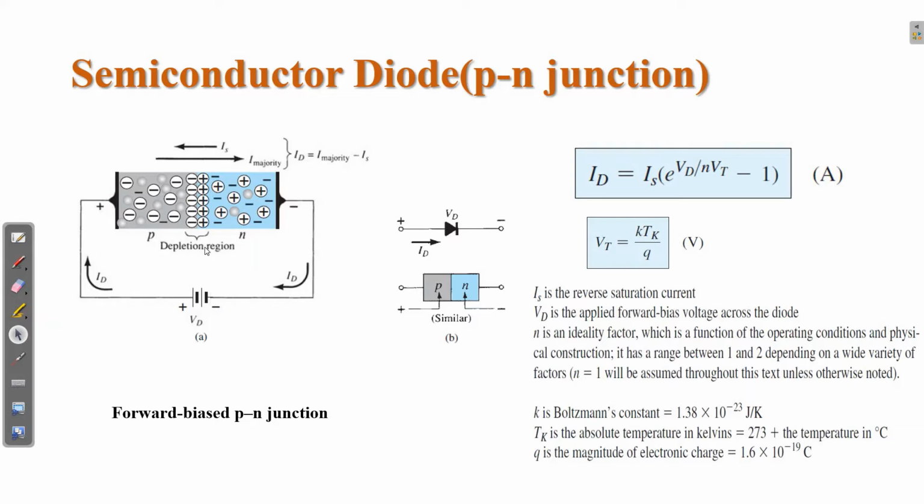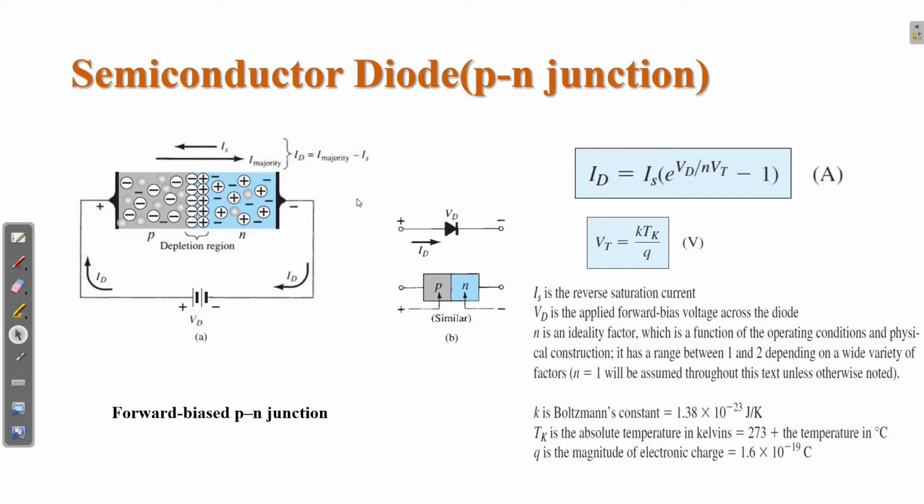That is, basically we are referring to it by V subscript D, that is VD: P is at how much higher potential than N. So that is what we mean by diode voltage, and we denote it by V subscript D. On the basis of how much VD we have applied, ID results to a certain level.